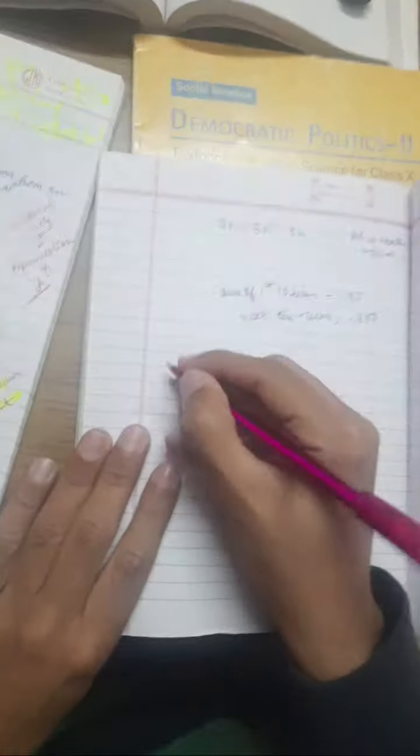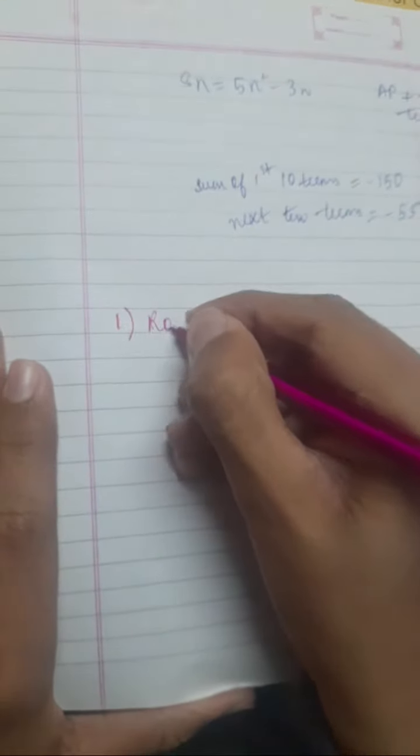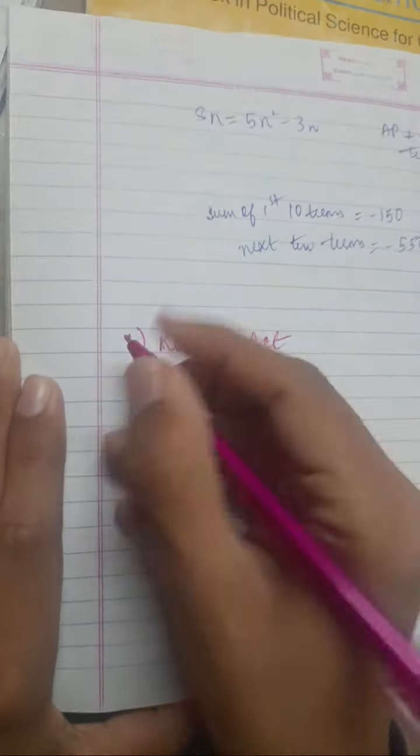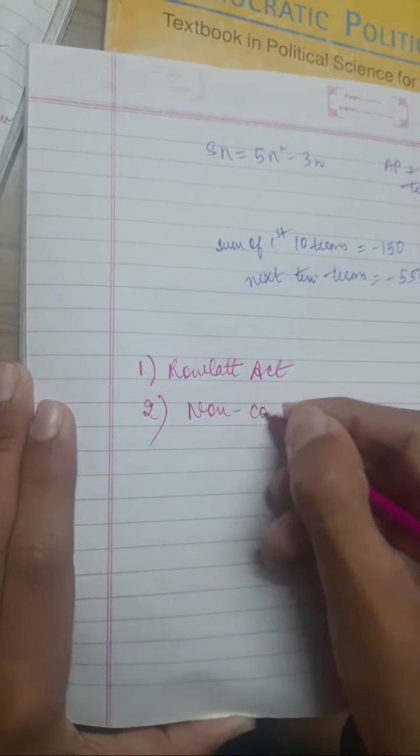Let me tell you the things that we have to discuss in the upcoming session. Now, number one, in today's session I talked about the First World War, then I talked about the idea of Satyagraha and the Satyagraha movements. Now we have to talk about the Rowlatt Act. Along with the Rowlatt Act, we have to talk about the non-cooperation movement.